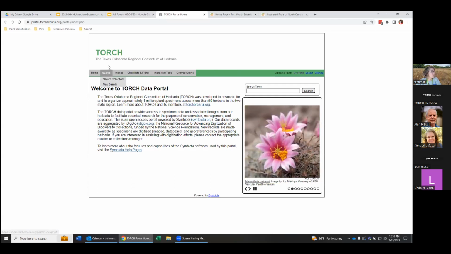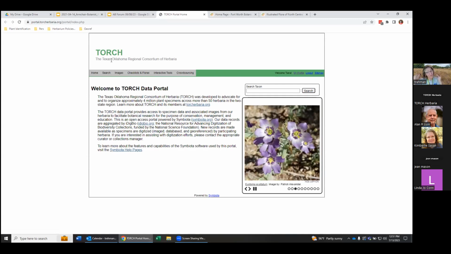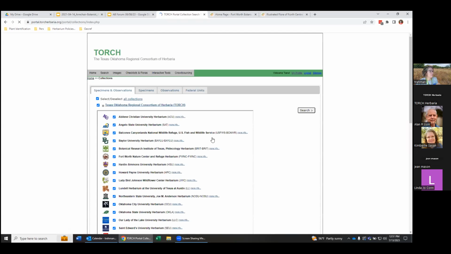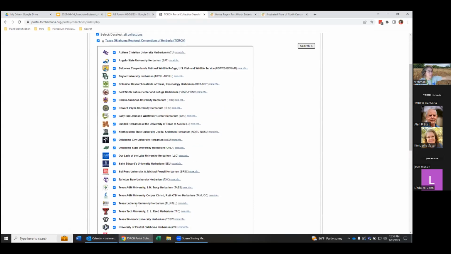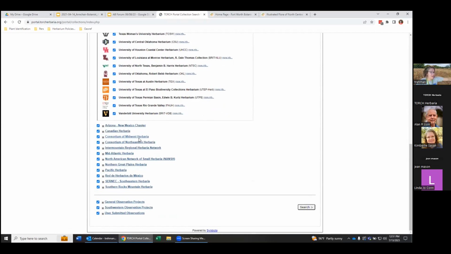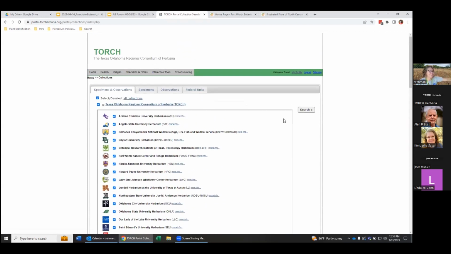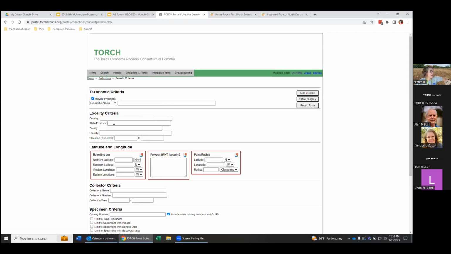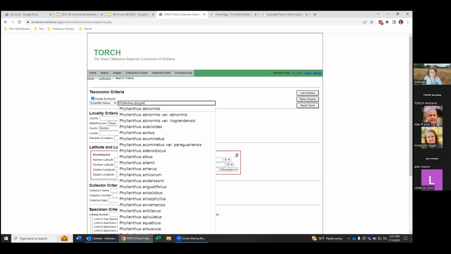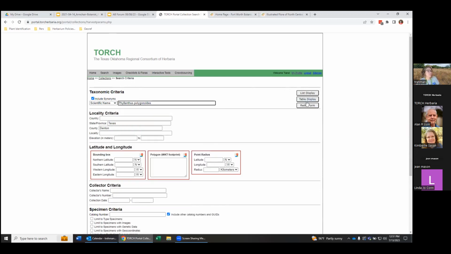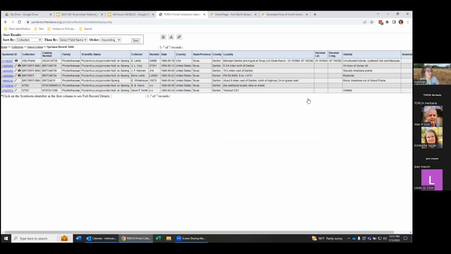I'm going to do TORCH. This is the product of a National Science Foundation grant to digitize all our Texas and Oklahoma plants, which y'all have all been helping with, so thank you. I can go in here and click on search collections. Because of your efforts, you'll see specimens from Britt, Vanderbilt, and other herbaria, including all these others listed down here. I'm going to search everything, and I'm going to put in Texas, Denton, and Phyllanthus polygonoides, and then let's do a table display.